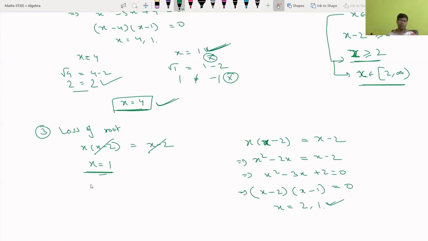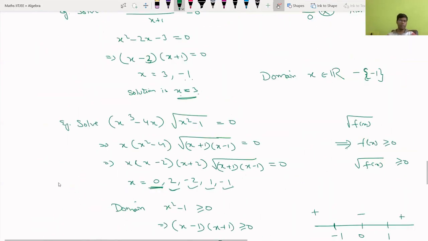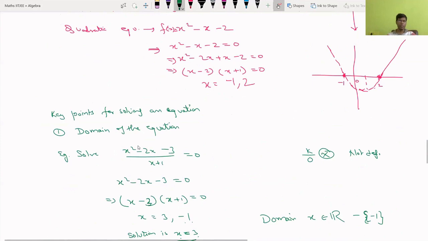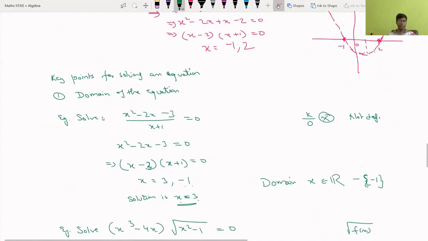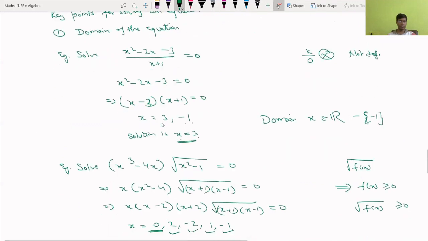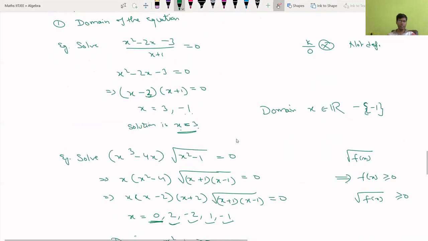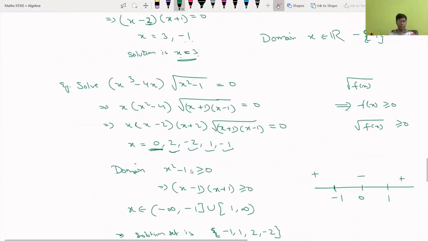So it's all, okay, let's recap. There are three different points we should take care of while solving the equation. One is the domain. In case of domain, we should make sure of two things. One is that the denominator should never be equal to 0. And whatever square root terms are there, inside the square root, we should always have the expression greater than or equal to 0.